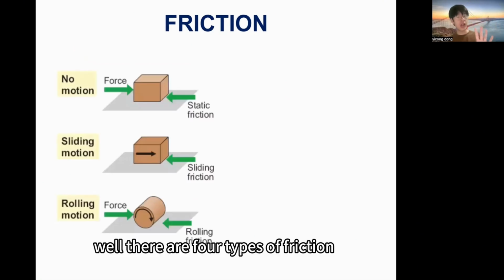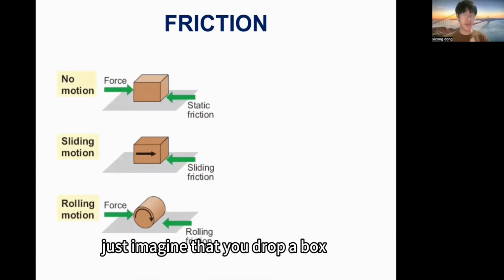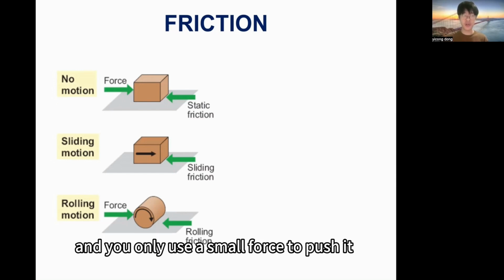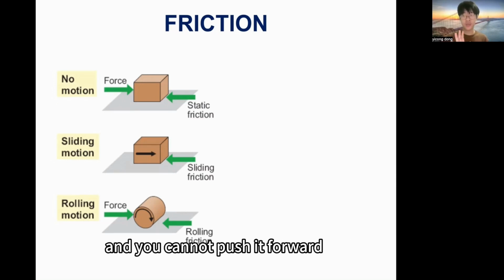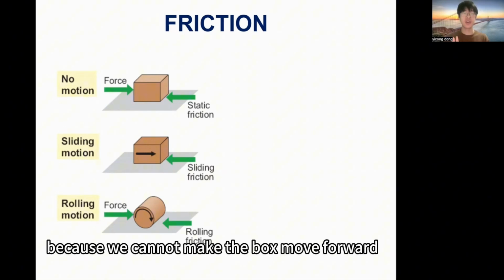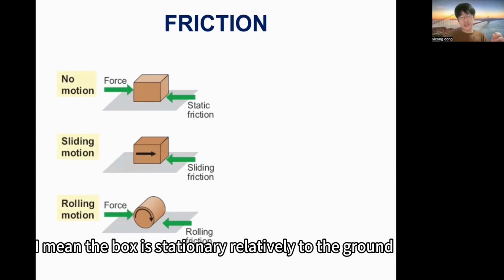Well, there are four types of friction. First is static friction. Just imagine that you drop a big, heavy box on the floor, and you only use a small force to push it, and you cannot push it forward. In this case, static friction occurs because you cannot move the box, right? So the box is stationary relative to the ground.